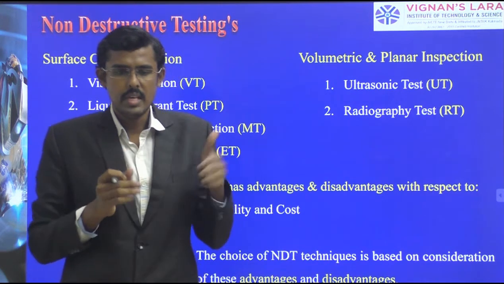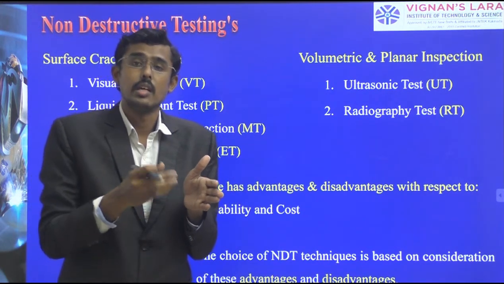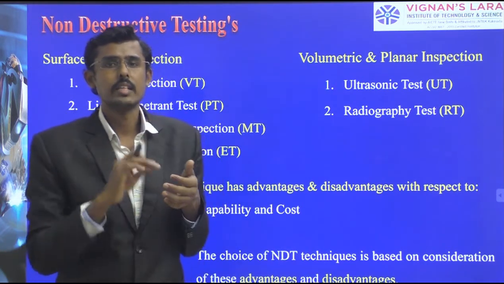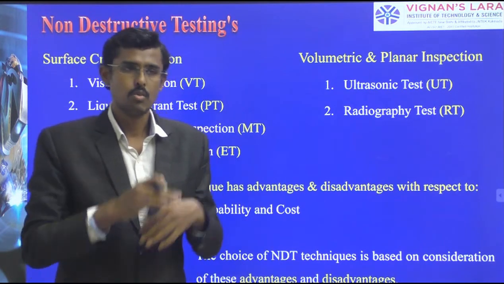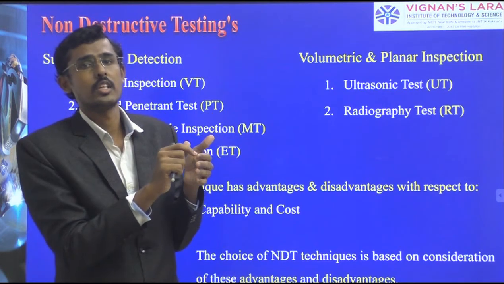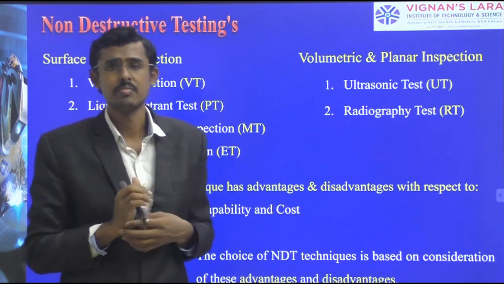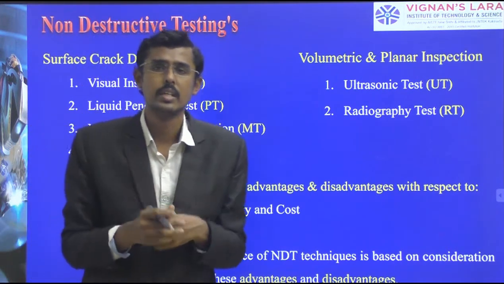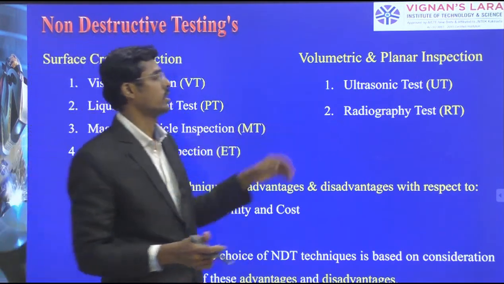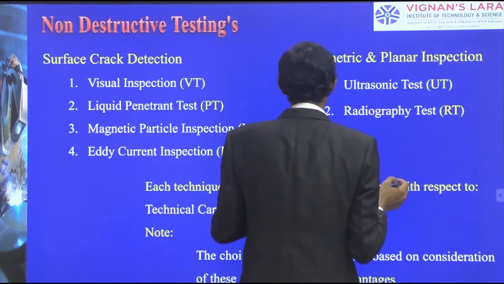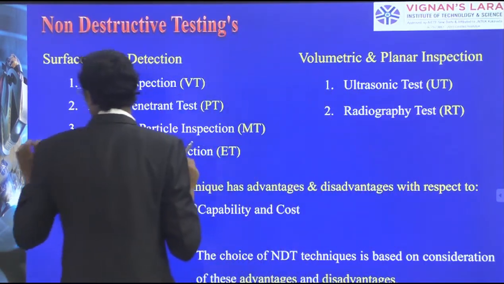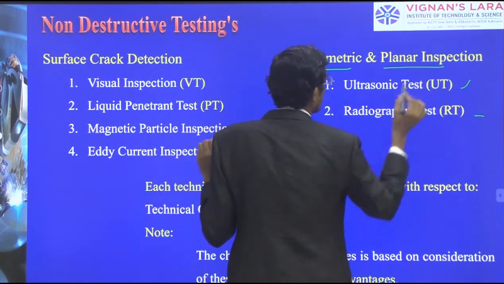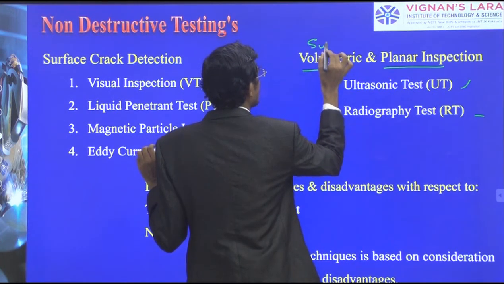Other methods are useful for inspecting the subsurface, like when a crack is inside the thickness. Out of 30 mm thickness, if the crack is in the middle, at the 15th mm or 27th mm or 17th mm, we cannot see it with the naked eye. In those conditions, we adopt other methods like radiography testing and ultrasonic inspection. These two belong to volumetric and planar inspection, which we can call subsurface inspection.